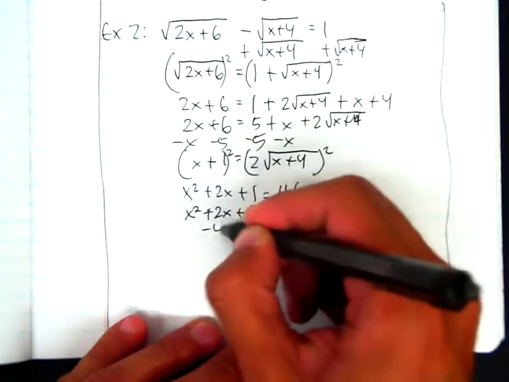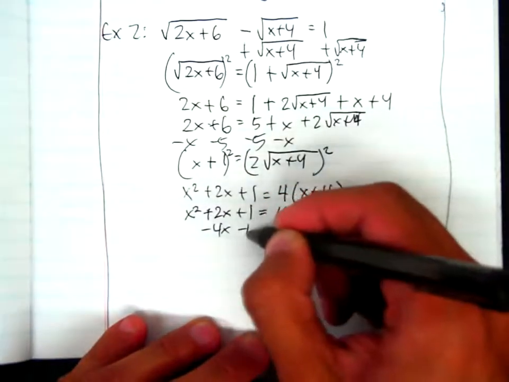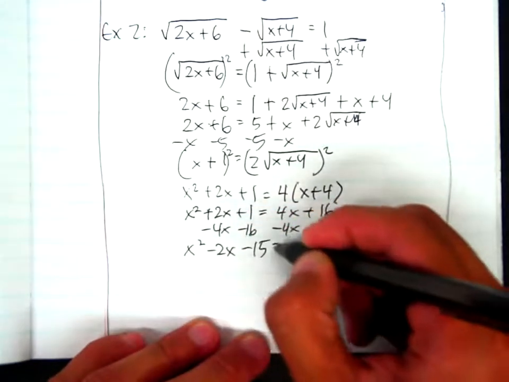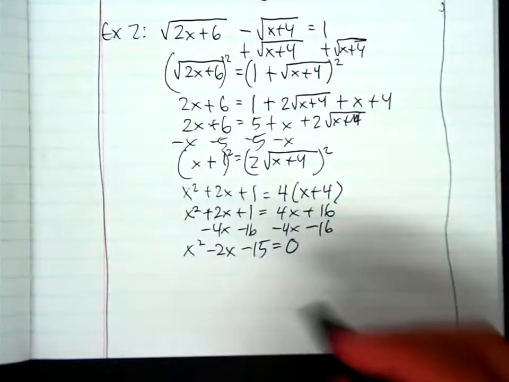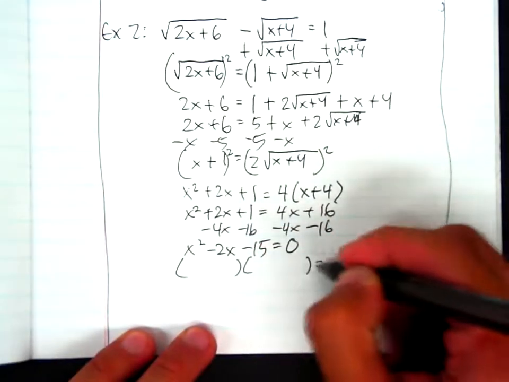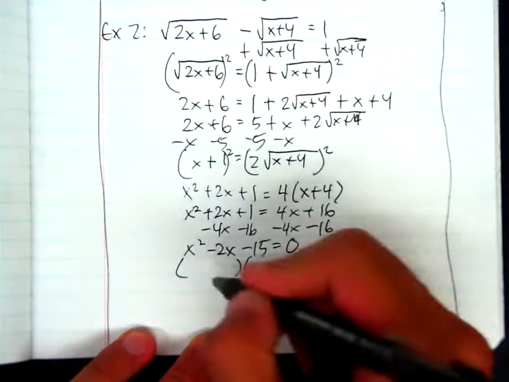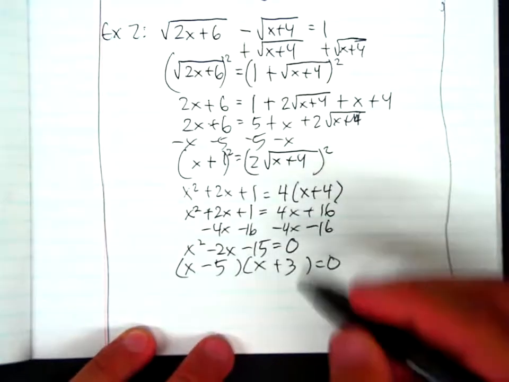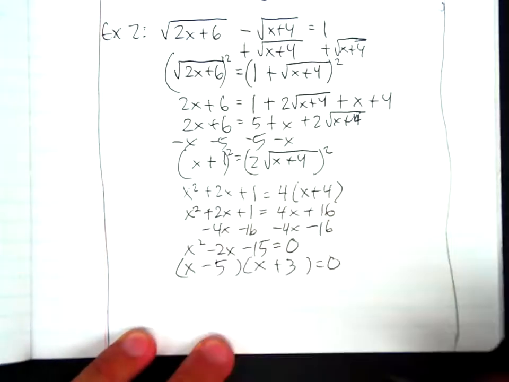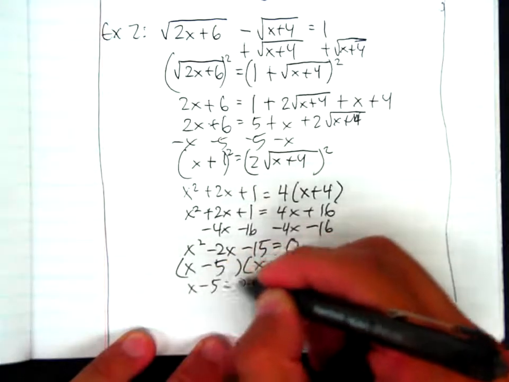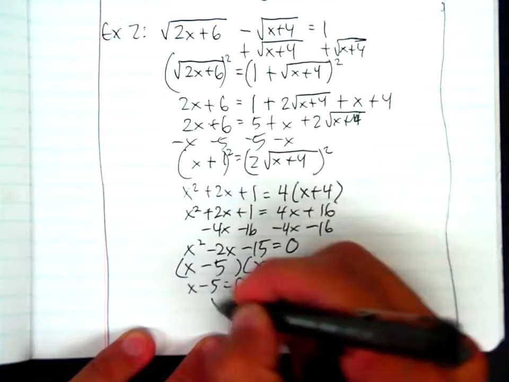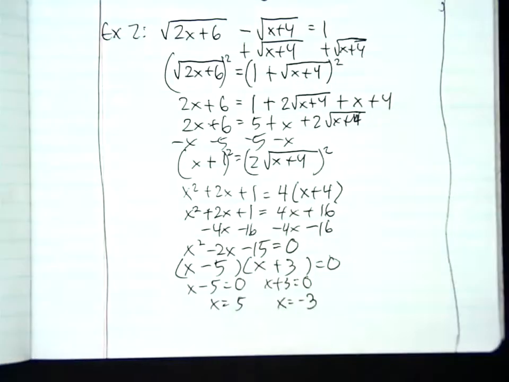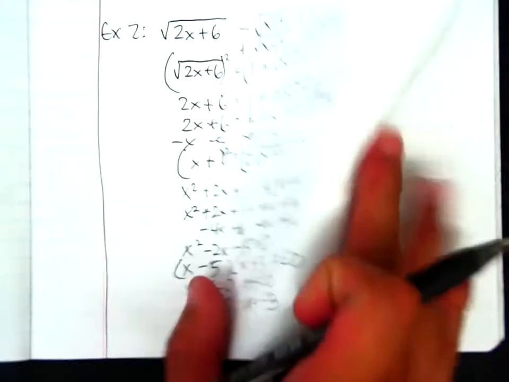Subtract 4x from both sides. Subtract 16 from both sides. I'll end up with x squared minus 2x minus 15 equals 0. Okay, then I do my favorite F word. I'm going to factor. It'll be x minus 5, x plus 3, and then I set it equal to 0. So x minus 5 equals 0, x plus 3 equals 0, so x will equal 5 and negative 3. Okay, and then I have one more example.